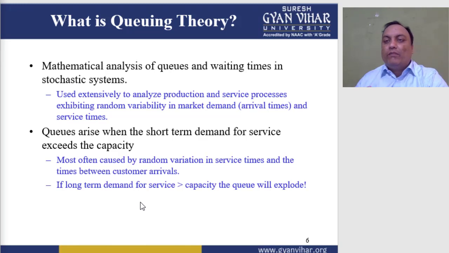One question arises here: what is queuing theory? Queuing theory is a mathematical analysis of queues and waiting times in stochastic systems. It is used extensively to analyze production and service processes exhibiting random variability in market demand, arrival time, and service time. Queues arise when the short-term demand for service exceeds capacity, most often caused by random variations in service times and the time between customer arrivals.